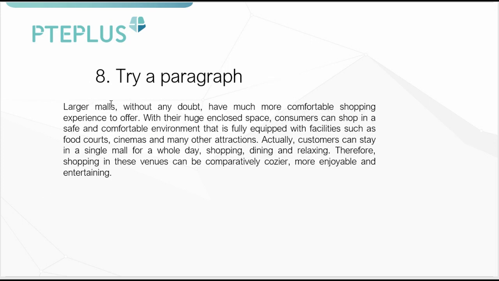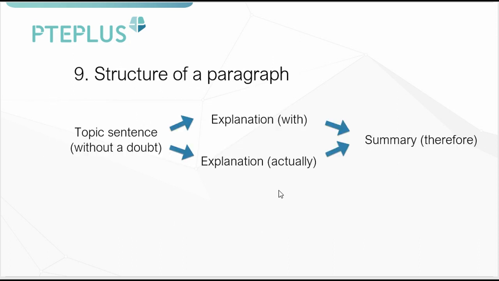So you can see larger malls without a doubt, our introduction, our topic sentence, with their blah blah blah, our first explanation, actually customers can stay, our second explanation, and therefore shopping in these venues, in these malls, can be comparatively cozier. So here we have a conclusion. And once you have this set structure for every single paragraph, it's going to make it a lot easier for us to have things like complex and compound sentences, as well as know just how much we need to write. And it controls a lot of the variables. So if you have time, try writing a few paragraphs using this structure and see if it helps you. And of course, you can change it around to make it comfortable and unique to yourself.